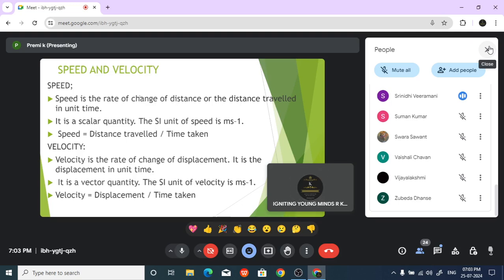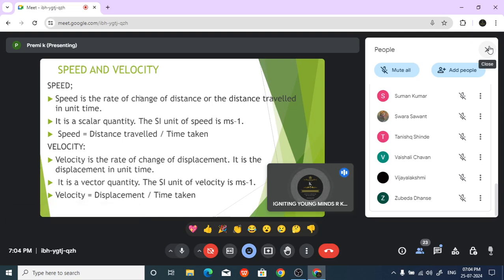Speed. Speed is the rate of change of distance, or the distance traveled in unit time. It is a scalar quantity. The SI unit of speed is ms minus 1. Speed equals distance traveled by time taken. It has to be meter per second, Srinidhi. Velocity. Velocity is the rate of change of displacement. It is the displacement in unit time. It is a vector quantity. The SI unit of velocity is meter per second. Velocity equals displacement by time taken.